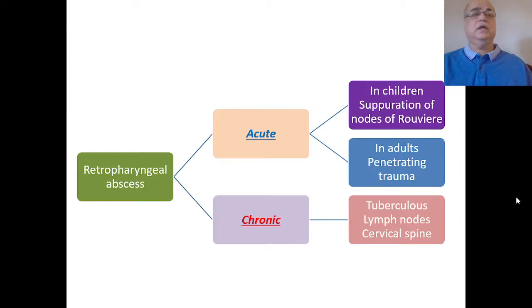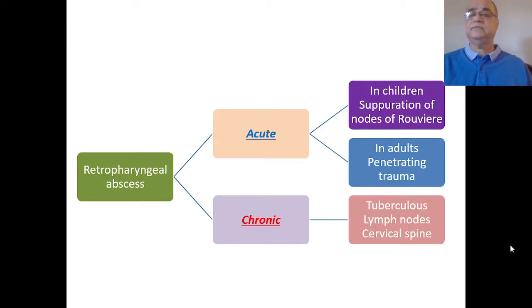These retropharyngeal abscesses are of two types: acute retropharyngeal abscess and chronic retropharyngeal abscess. Acute retropharyngeal abscess is commonly seen in children below 5 years of age because it is the result of suppuration of nodes of Rouviere or posterior pharyngeal lymph nodes, which usually disappear around 3 to 4 years of age. So of course it will be there only below that age. And that infection usually comes from the upper respiratory tract, that is from the tonsils, adenoids, nasopharynx, posterior nasal sinuses or the nasal cavity.